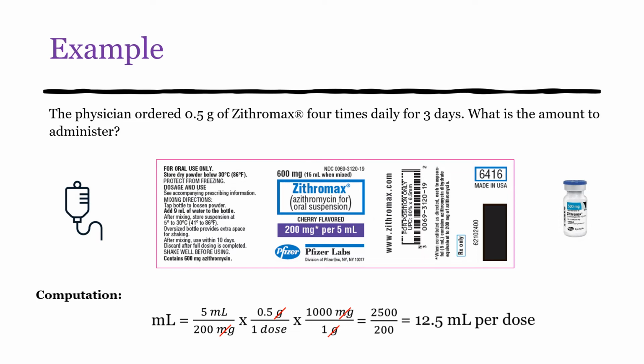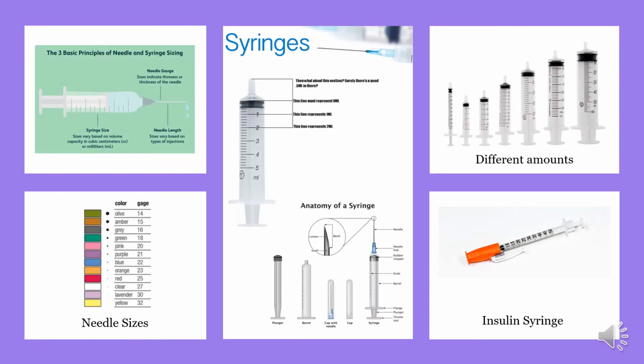This slide shows various images of the anatomy of the syringe, the different amounts that can be given through the syringe, the different types of needle sizes distinguished through color and gauge size, and lastly, an image of the insulin syringe. It is of great importance to always use the correct syringe on the correct patient.